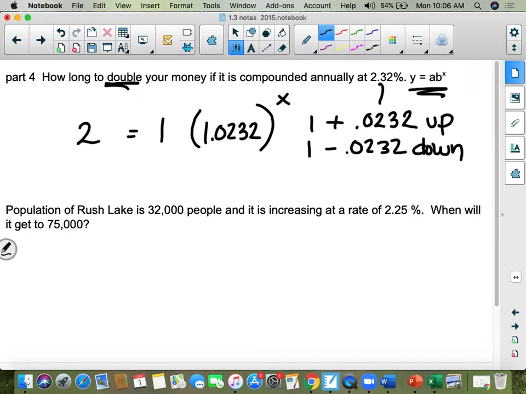So now all you're going to do is use your calculator. So under y1, I'm going to put 2. Under y2, I'm going to put 1.0232. Let's do that again, just like you learned on the last page. So go back under y equals, clear them. I'm going to wait for you to clear them. Under y1, I'm going to put the number 2. Under y2, I'm going to put in 1.0232 raised to the x, and I'm going to hit graph.